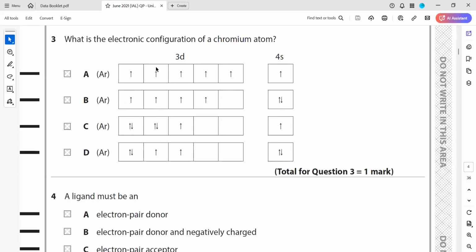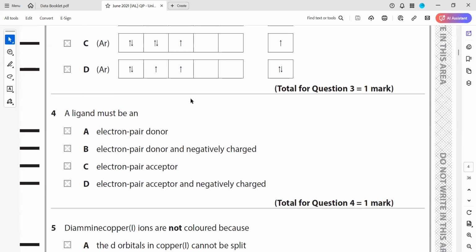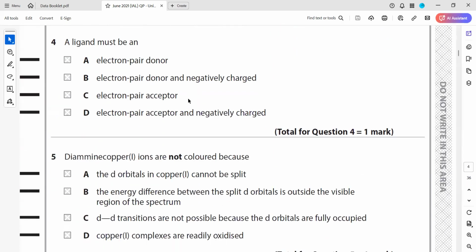What is the electronic configuration of the chromium atom? So for a chromium atom, it's 3d5 and 4s1. So 3d5, 4s1 matches with A because half-filled orbitals are more stable as compared to a partially filled orbital. That's why chromium is 3d5 and 4s1. This is based on learning the configuration, memorize.